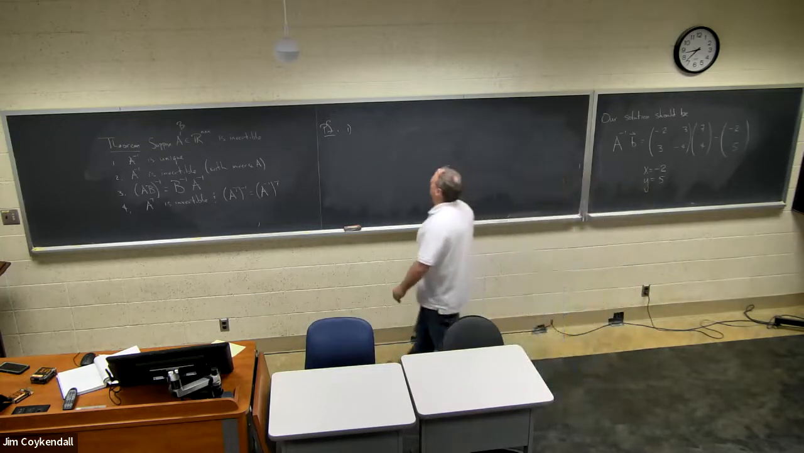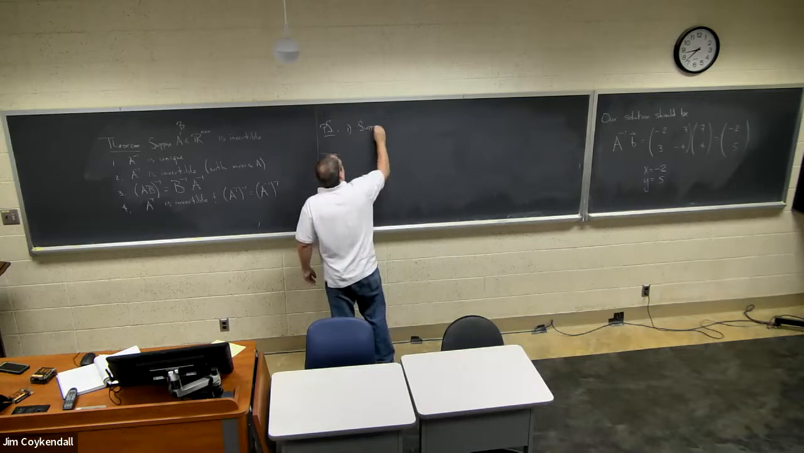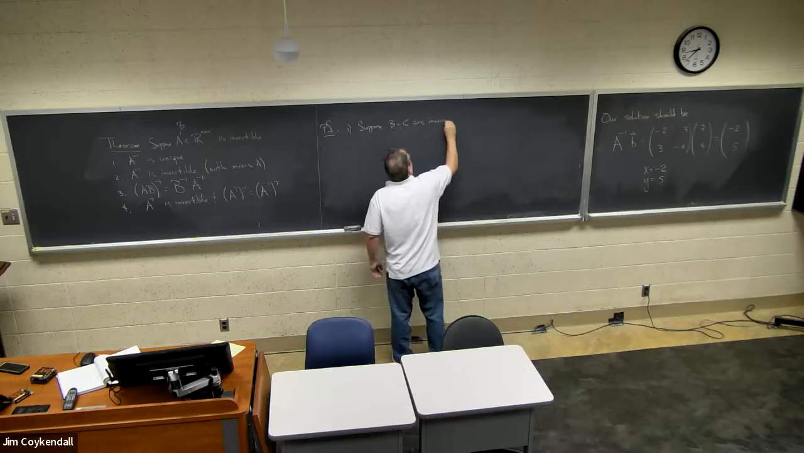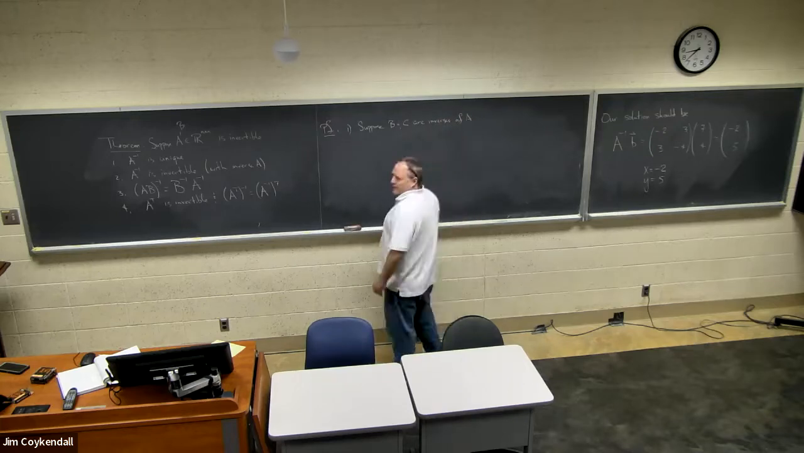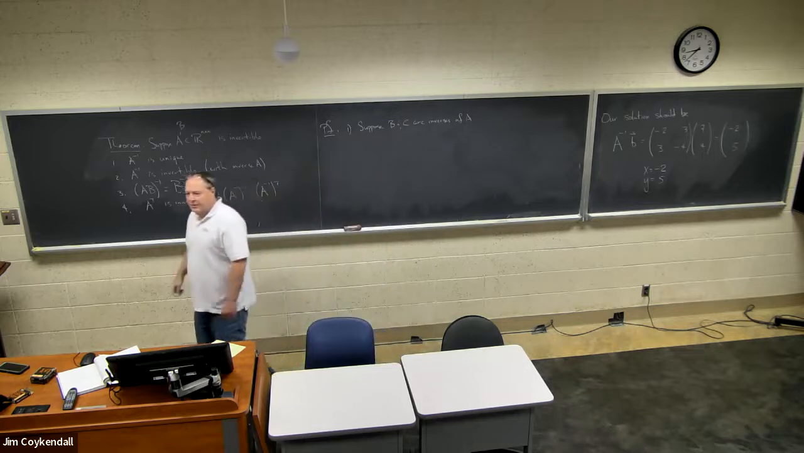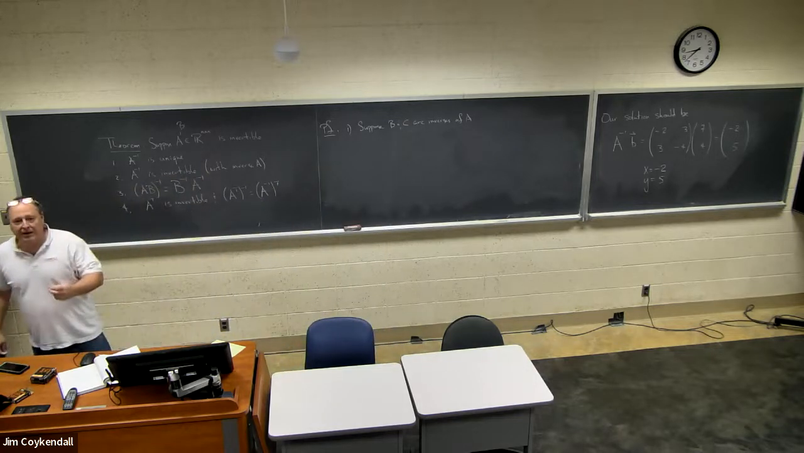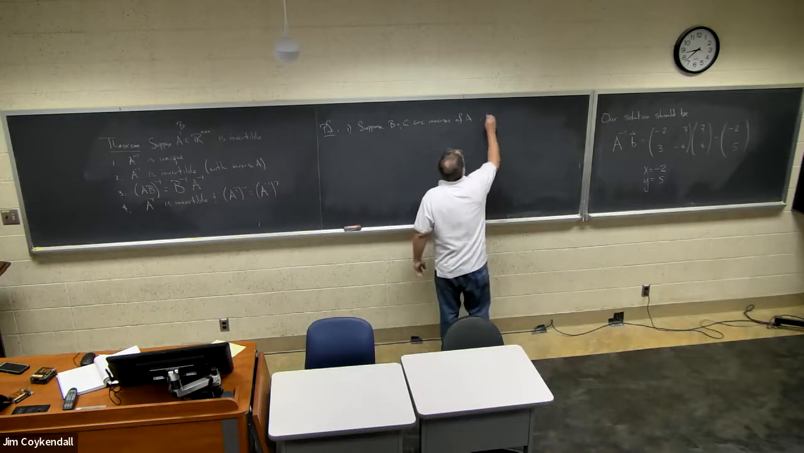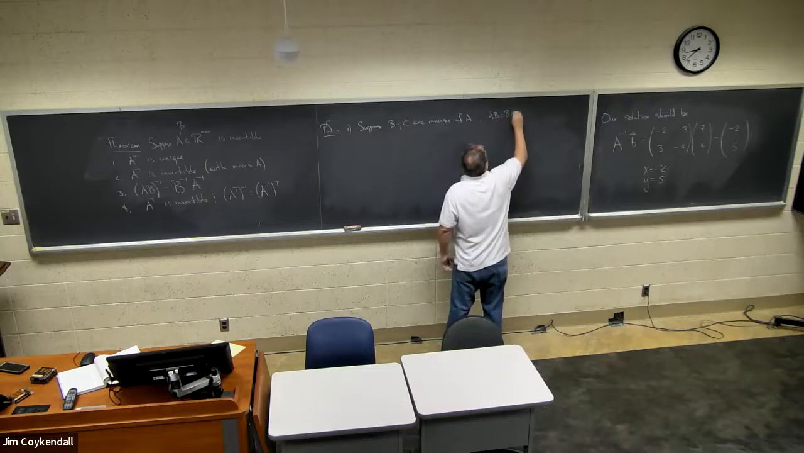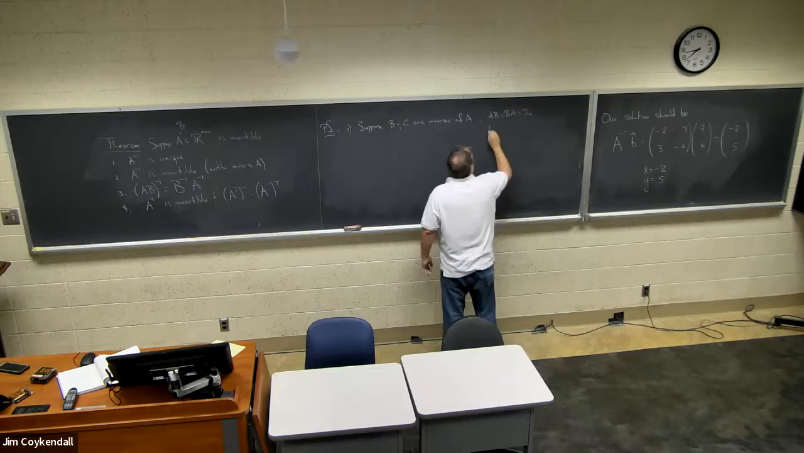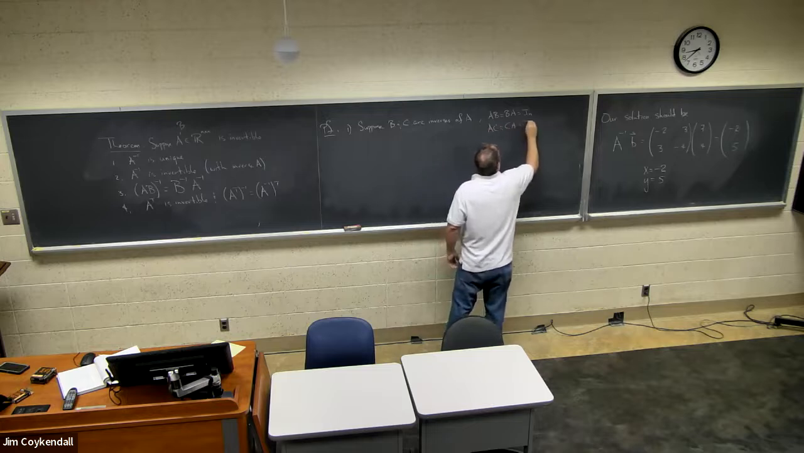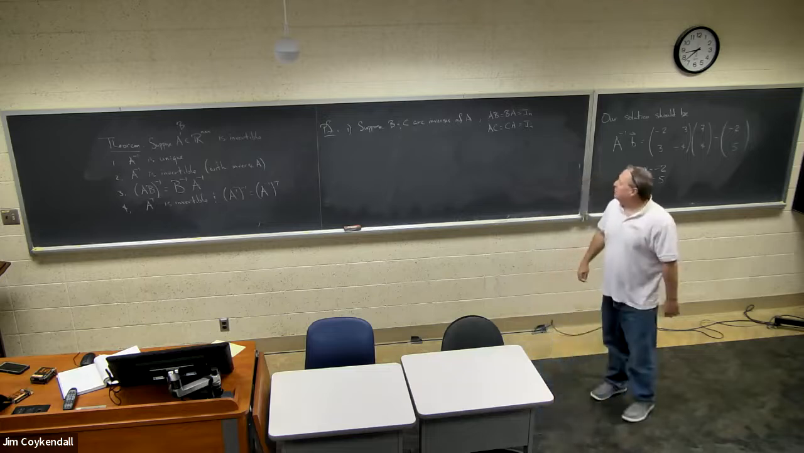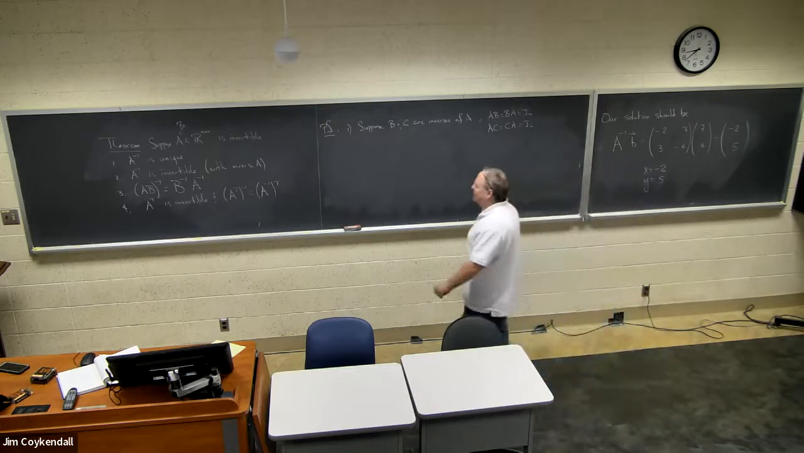Suppose that A has two inverses. Suppose B and C are two inverses. I want to show that B and C have to be the same thing. They can't be different. What does it mean to be inverses of A? This means that AB equals BA is equal to the n by n identity matrix, and it means AC and CA are the n by n identity matrix.